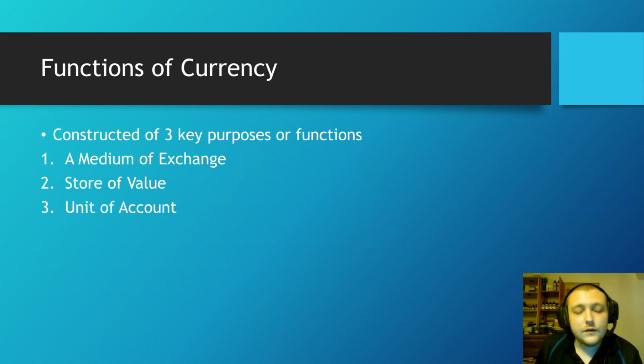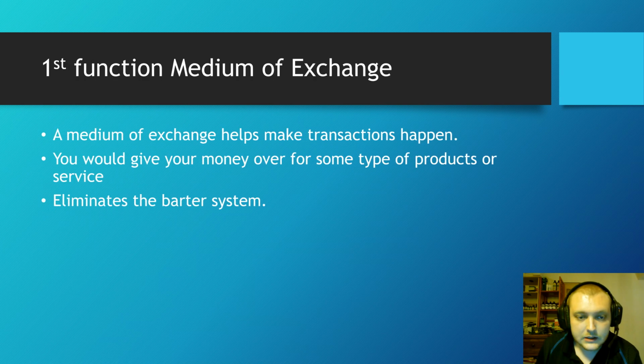So next we'll go over the functions of a currency. There are three key purposes of any currency. It must, one, be a medium of exchange. Two, it must be a store of value. And three, it must be a unit of account. If a currency does not meet these three functions, then it is not a successful currency.